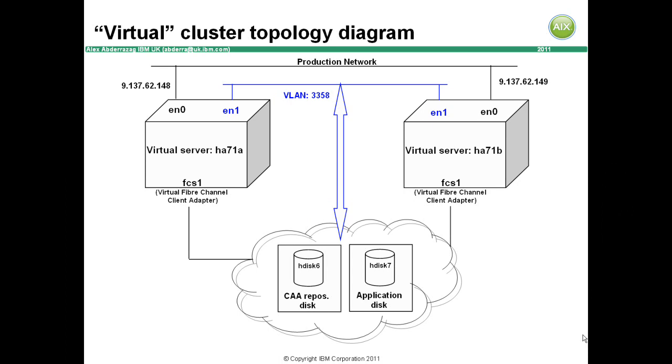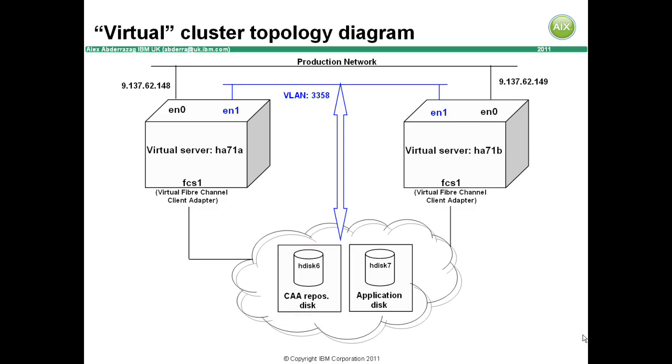The virtual I/O server configuration is not shown in the diagram for clarity, and PowerVM configuration is outside of the scope of this video. I have configured two SAN disks, or LUNs. HDISC6 will be used as the cluster-aware AIX repository disk. The AIX kernel is now cluster-aware and stores critical configuration data on this single disk.